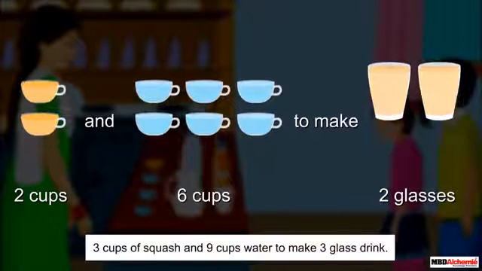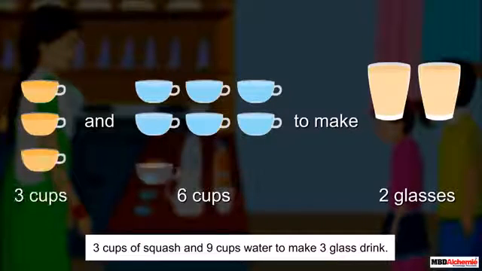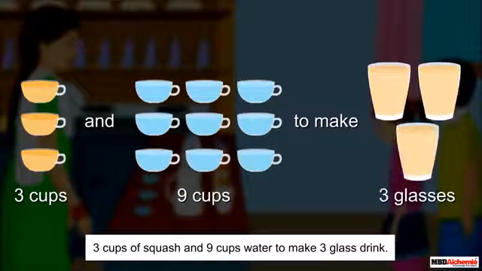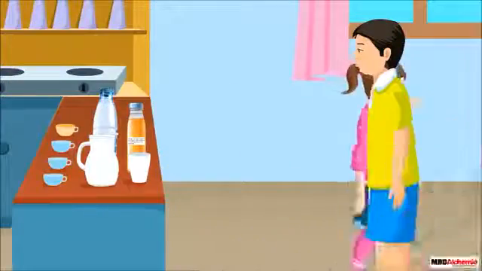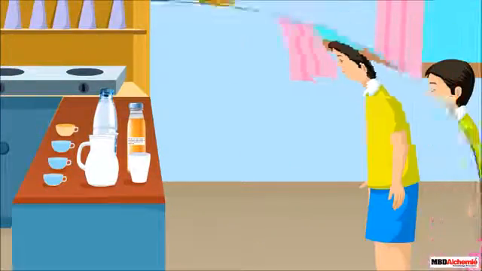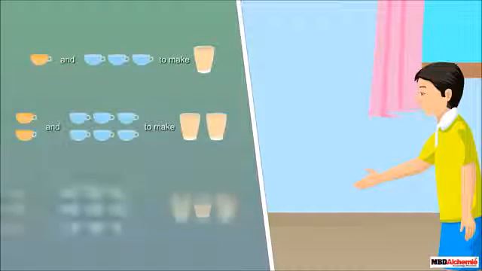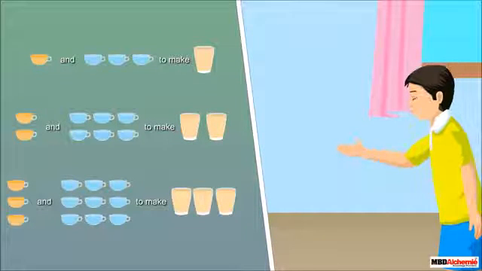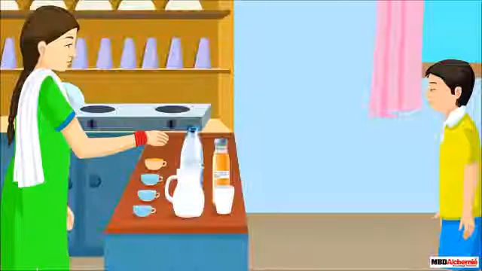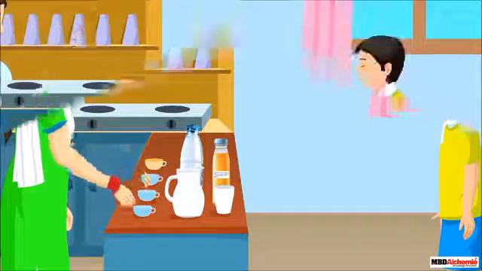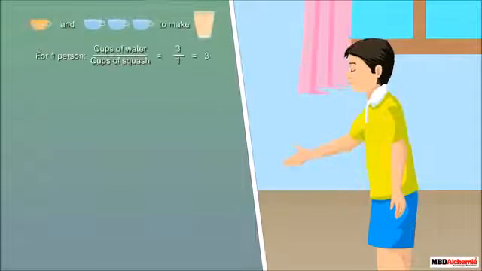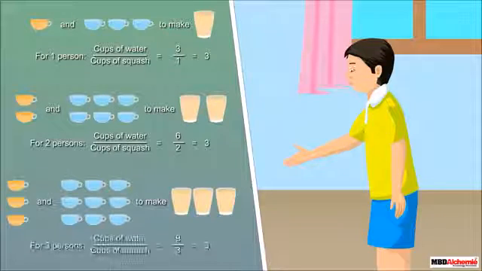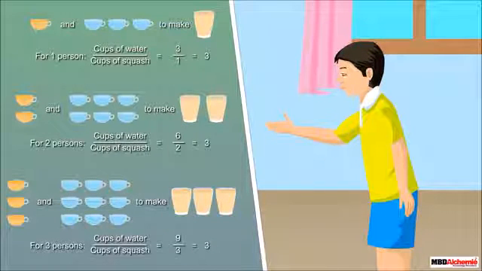Think, if I have to make it for 3, then we have to take 3 cups of squash and 9 cups of water. Here, the quantity of water we have added is 3 times the quantity of squash. How did you find it out? If we divide the number of cups of water by the number of cups of squash, we get 3 each time. Mummy, it is denoting 3 times 1.